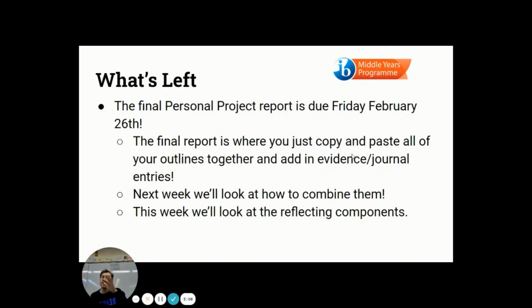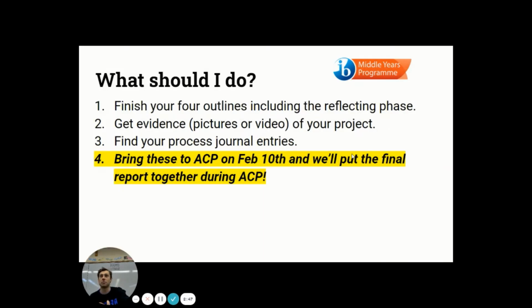So our next ACP lesson, we're going to look at how to combine all of these together. We're going to have time actually in ACP. You're just going to combine it all together, and you can submit it, and you can be done. But before we can do that, you have to make sure you have those outlines done. So today we're going to talk about the last outline, that's the reflecting phase outline. We're going to look at those components.